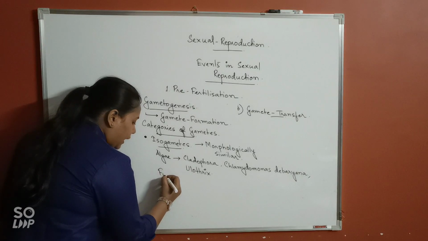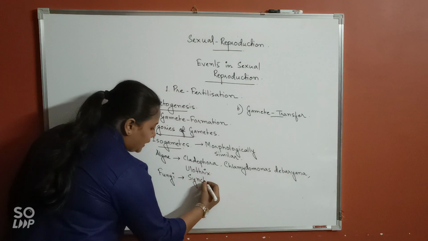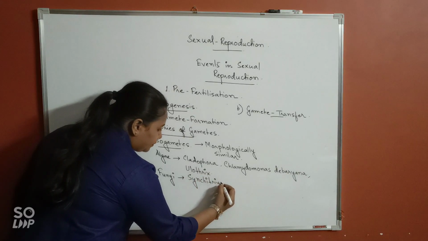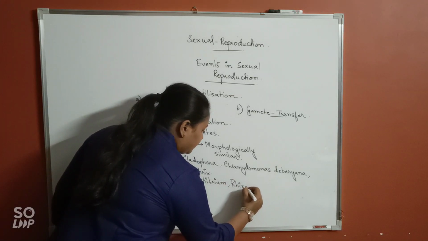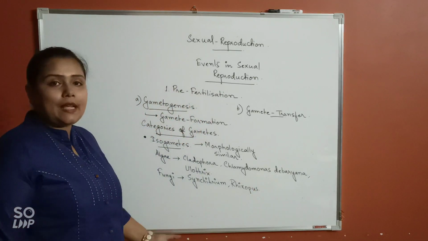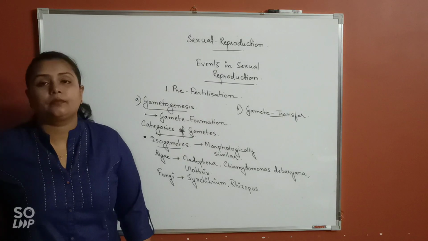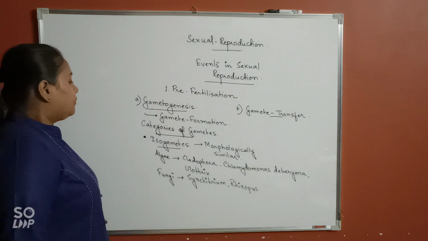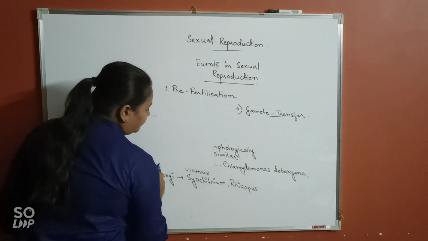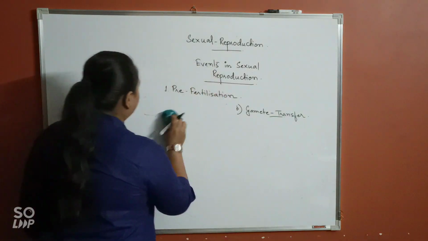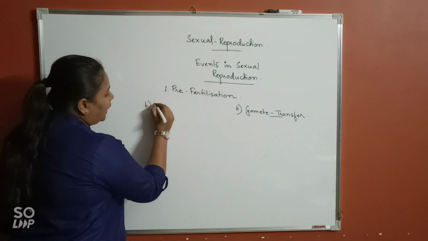Likewise, among fungi, we can take the example of Synchytrium, Rhizopus. The examples are very important, so mark them properly. After isogametes, the next thing that we are going to discuss are heterogametes.